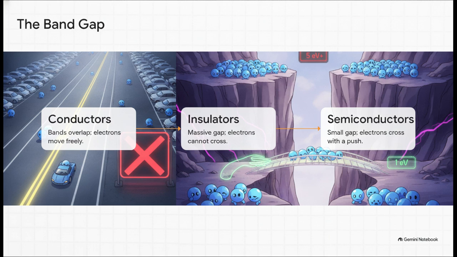The bands actually overlap, so electrons are already on the highway. For insulators, that gap is massive, greater than 5 electron volts. Electrons just simply don't have the energy to cross it.